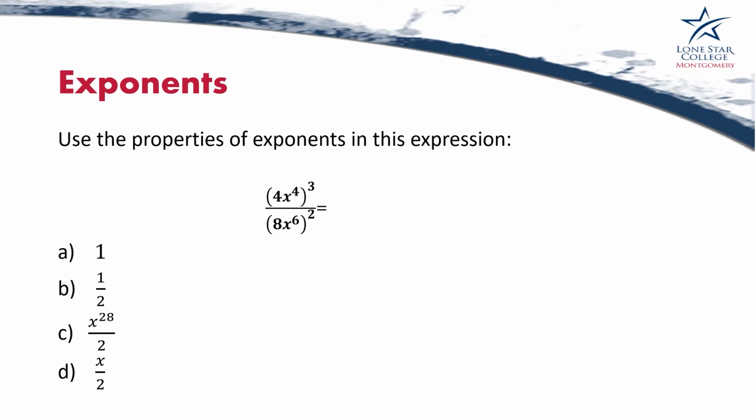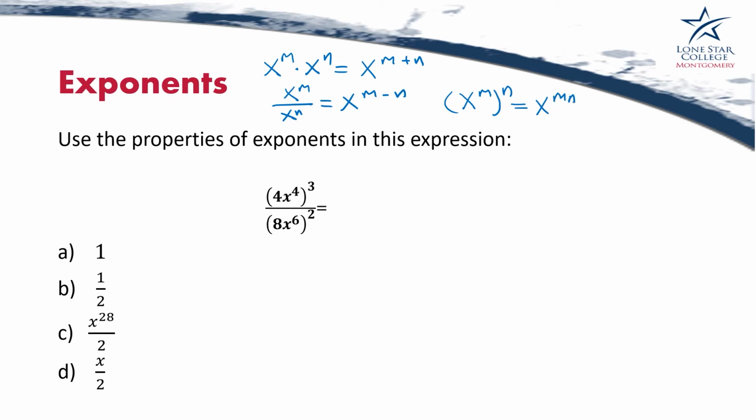The most common ones we talk about are the product property, which is when you have x to the m times x to the n. If their bases are the same, all we're doing is adding up the powers. Same thing with the quotient property: if we have x to the m divided by x to the n, that gives us x to the m minus n. We're subtracting the powers. Another common one is x to the m raised to the n power. All we're doing is multiplying the powers together. So let's use these properties to simplify our expression.